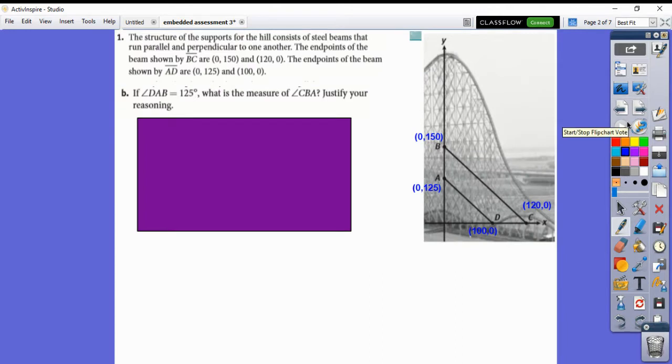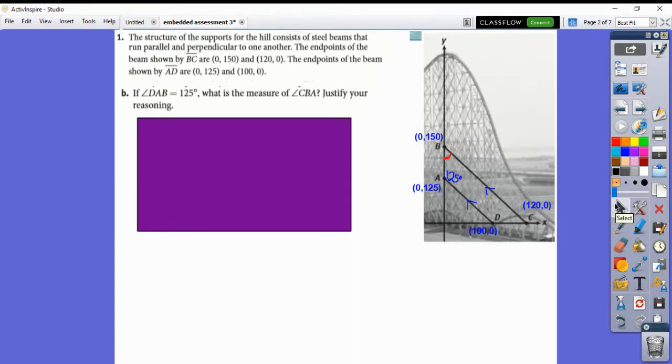Okay, let's look at part B now. This says if angle DAB measures 125 degrees, and we know from the last problem that segments BC and AD are parallel, then what is the measure of angle CBA, this angle right here?